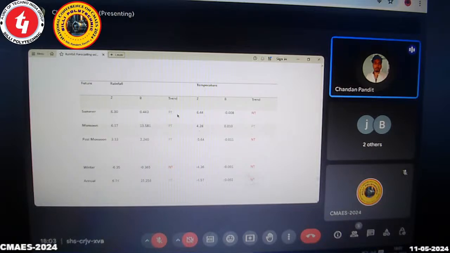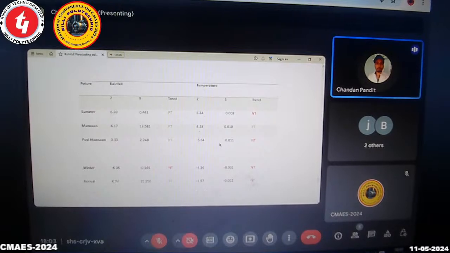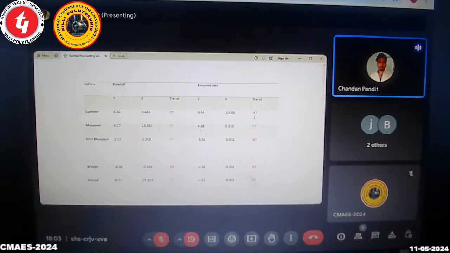So positive trend is present in summer, monsoon, post-monsoon and annual rainfall, whereas winter has a negative trend. And if we talk about temperature, then summer has a negative trend. Post-monsoon has a negative trend, winter has a negative trend, and annually it is negative.